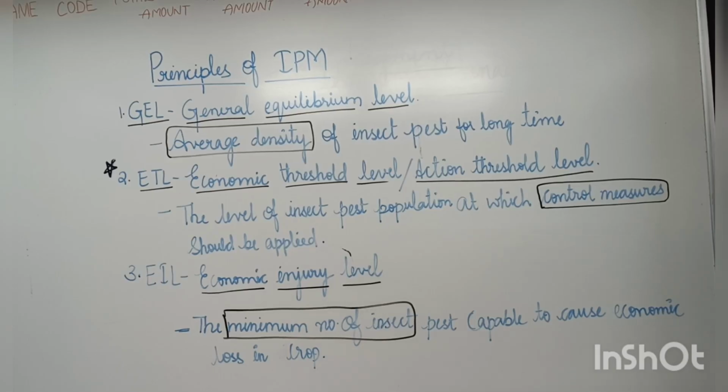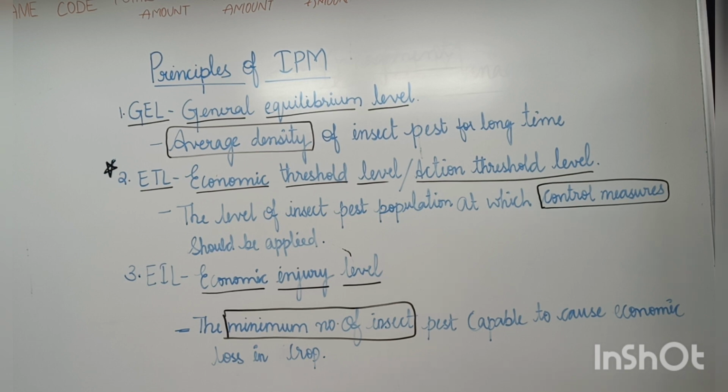Next one is principles of integrated pest management. We have three principles, that is general equilibrium level, economic threshold level and economic injury level. In general equilibrium level, there is only an average density of insect pest for a long time. So there is no loss in the crop at this level.